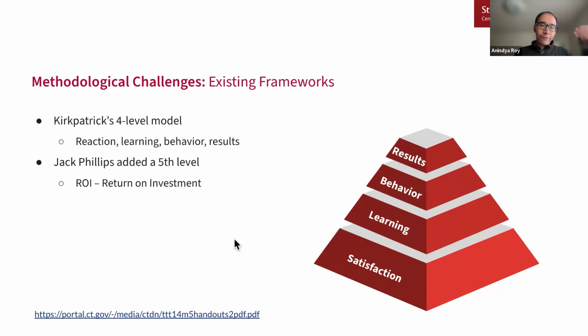An addition to this model came from Jack Phillips, who added a 5th level, which is the apex of the pyramid, which is return on investment. That measures the dollar-to-dollar return on investment of your educational program for an organization. Now, that also runs into the same problem of being able to attribute a dollar outcome specifically to factors which are intermingled with each other, and doing that really well is very, very difficult inherently.